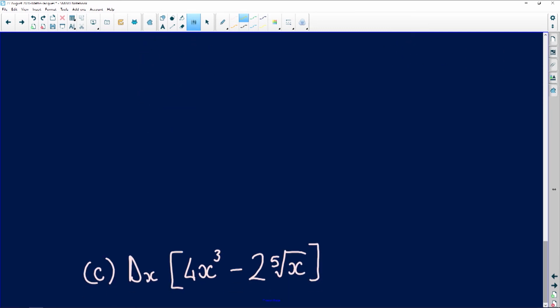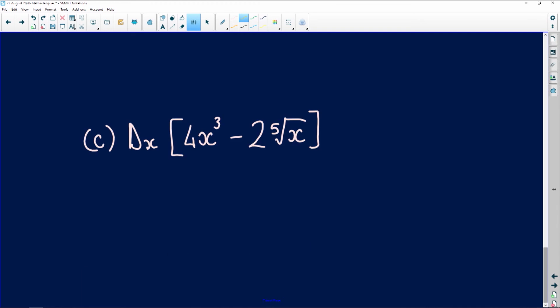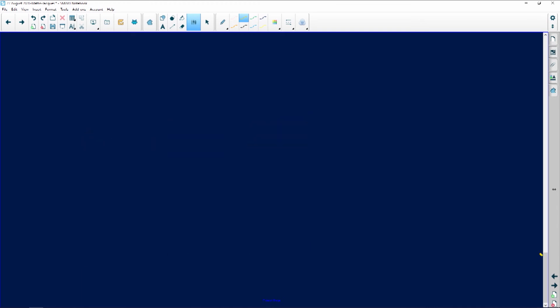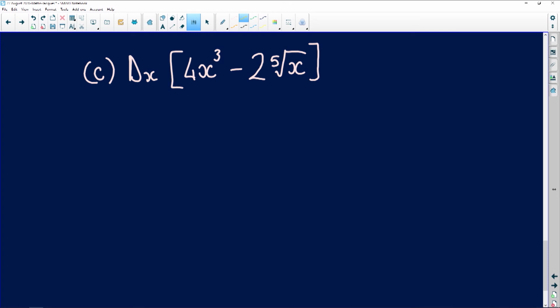Okay, let's look at the next part of this particular question. It says, for 4 marks, you have an expression and you need to differentiate it with respect to x. That's what this symbol means. f prime of x, another way to say that is dy over dx, if your function is given as y equals something in x. Here we're going to say dx because we have an expression in brackets which we need to differentiate with respect to the variable x.